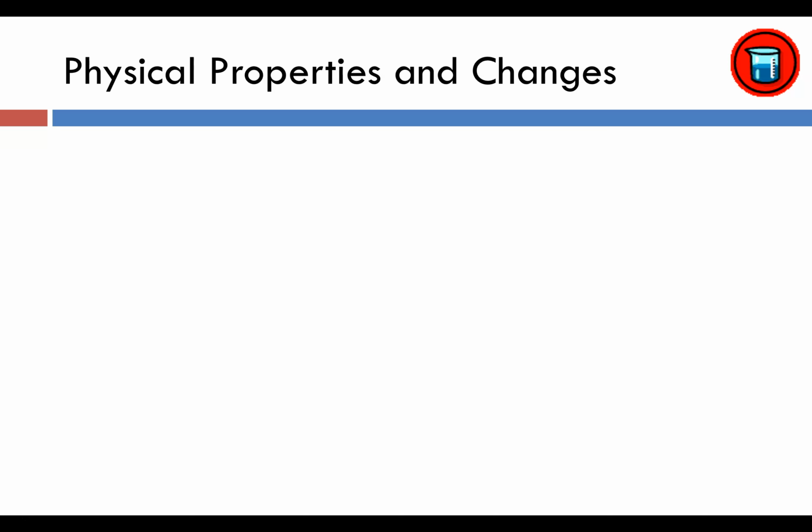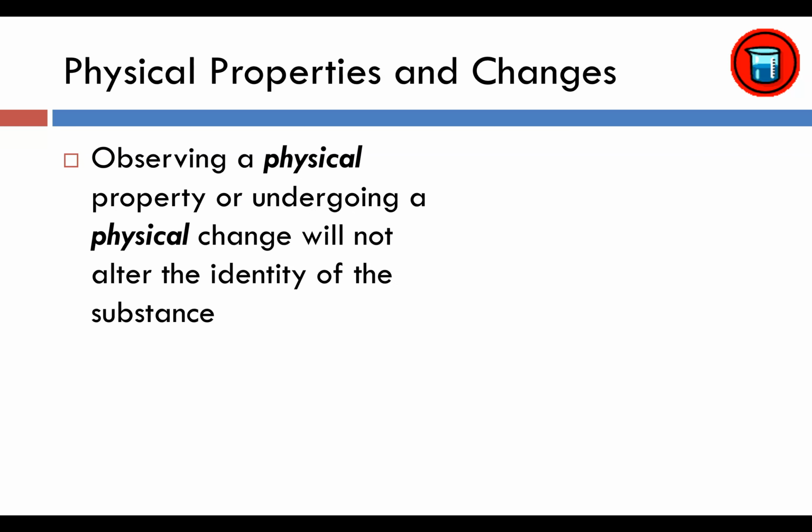We'll start with physical properties and physical changes. Observing a physical property or undergoing a physical change will not alter the identity of the substance. And that's really the key, will not alter the identity. Observing a physical property is usually done just through your 5 senses.